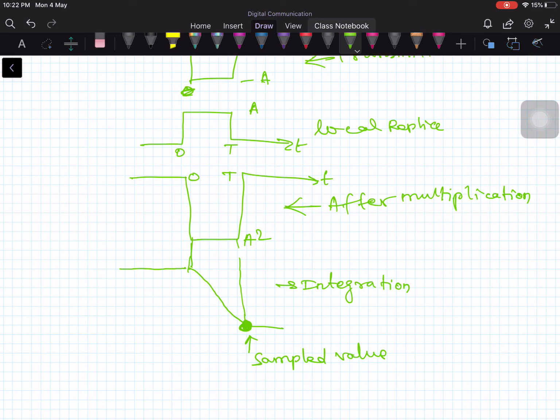In any case I need to sample the output of the integrator, and then I must be ready for the next integration. Therefore I must reinitialize the integrator back to 0 after sampling it. Once the sampling job is over, you have to reinitialize the integrator back to 0. So this operation is called a dump operation, so that you are ready for the next bit, the next integration.